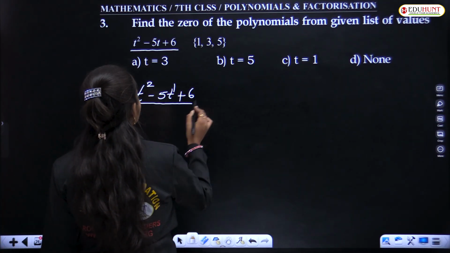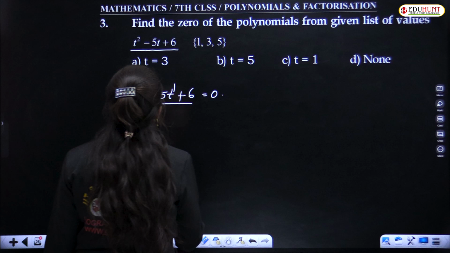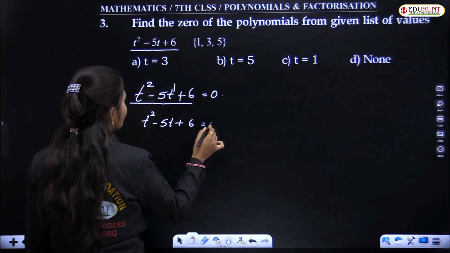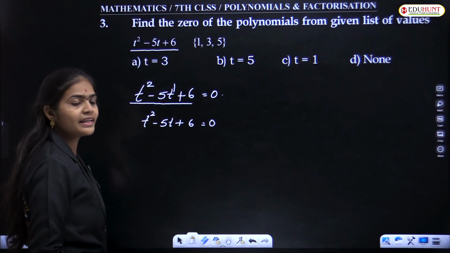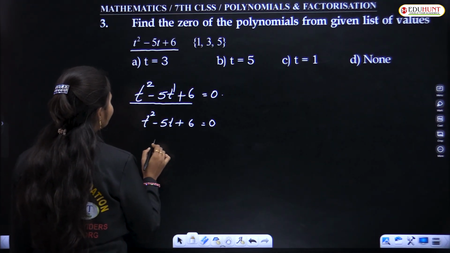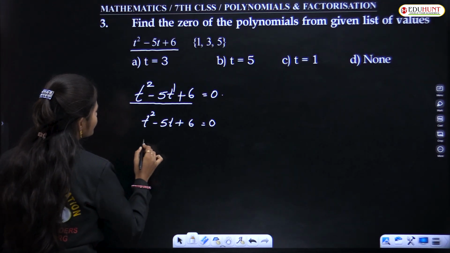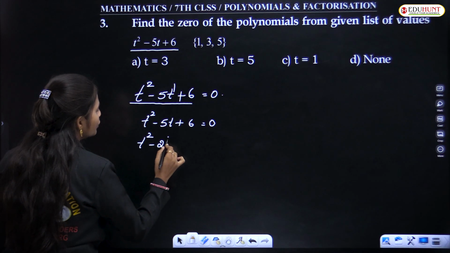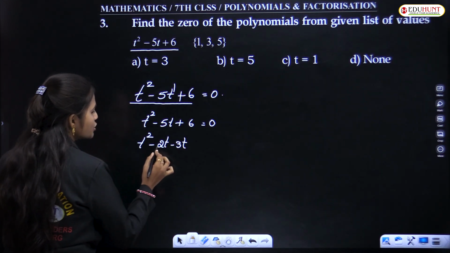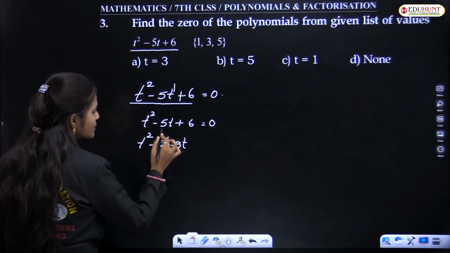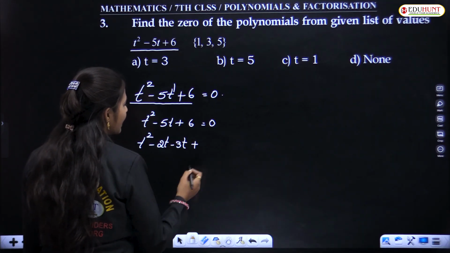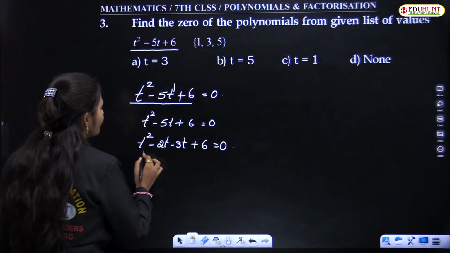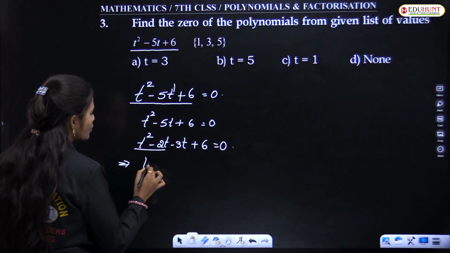So how can we find this? If you equate this to 0, then we can write t square minus 5t plus 6 is equal to 0. Just write it as a quadratic equation equal to 0. So here the factors of 6: t square minus 2t minus 3t, which is equal to minus 5t plus 6. We can write it as 2, 3, 6 only, no? So satisfying, which is equal to 0. From the first two terms, take t as common.